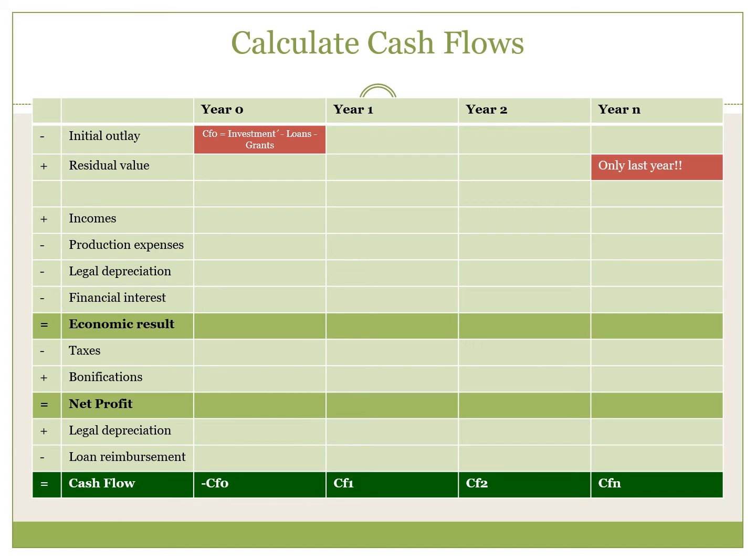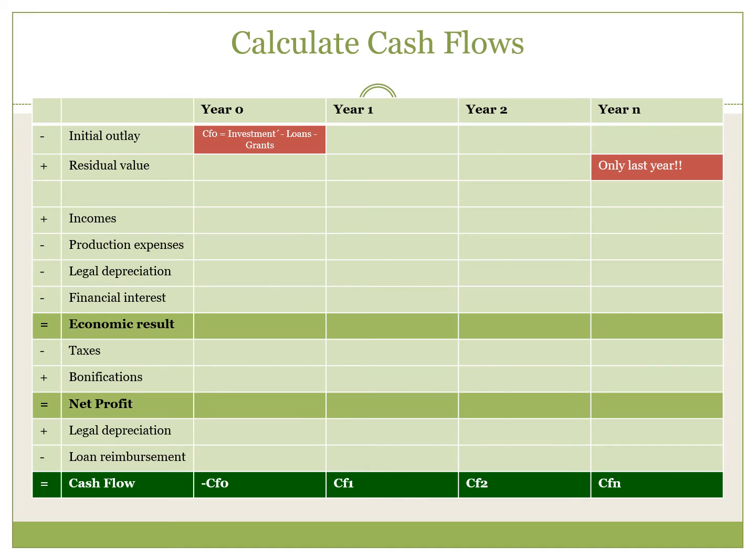So we're going to do incomes minus production expenses. And there are two production expenses that we're going to place in a separate line, and those are the legal depreciation and the financial interest. Why are we placing them apart in a different line? Well, because they have a different consideration. They are production expenses, but they have a different consideration. That's why they need to appear in a different line.